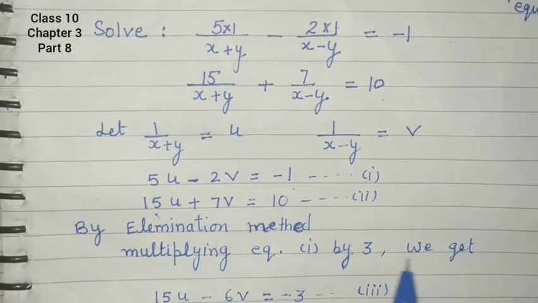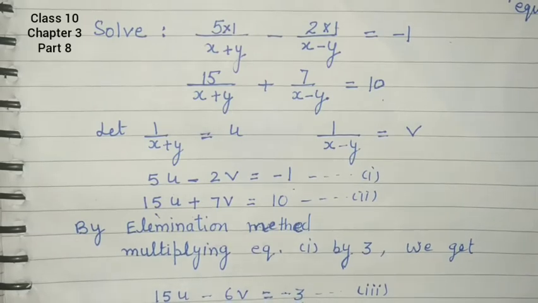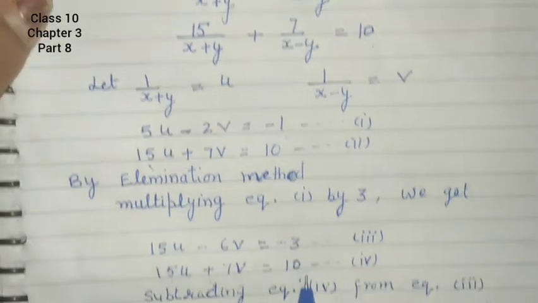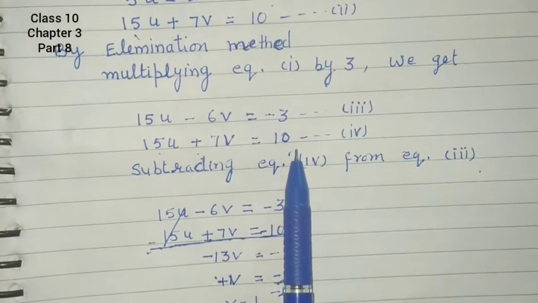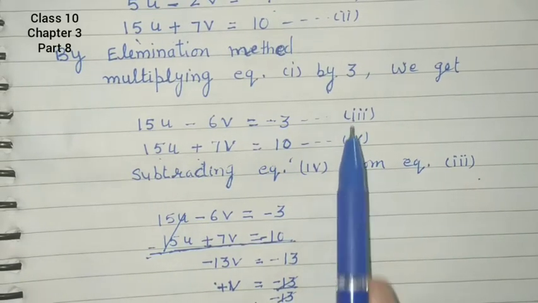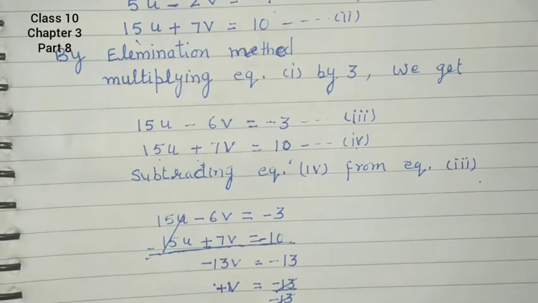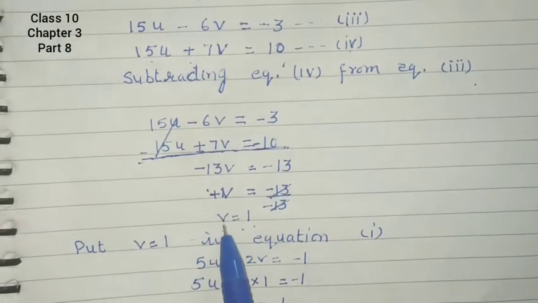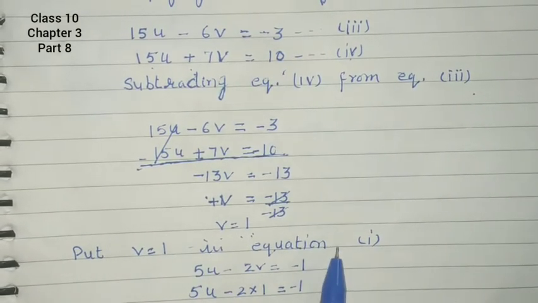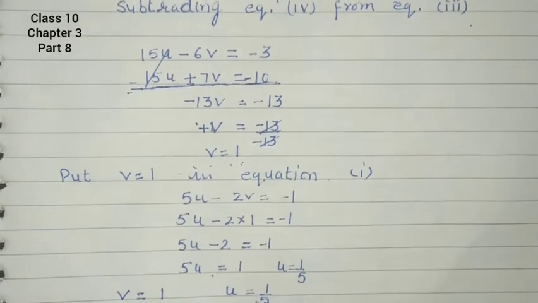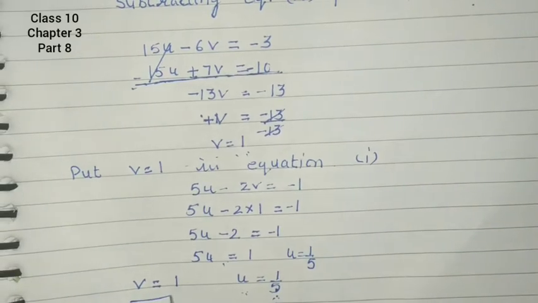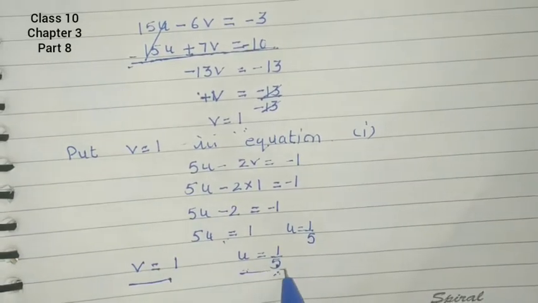Multiplying equation 1 by 3, we get 15u minus 6v is equal to minus 3, and 15u plus 7v is equal to 10. Subtracting equation 4 from equation 3, we get v is equal to 1. By putting v is equal to 1 in equation 1, we get u is equal to 1 by 5. Here we get v is equal to 1 and u is equal to 1 by 5.